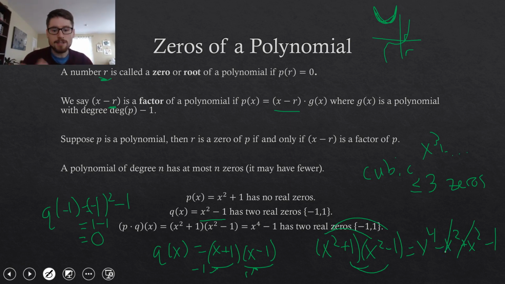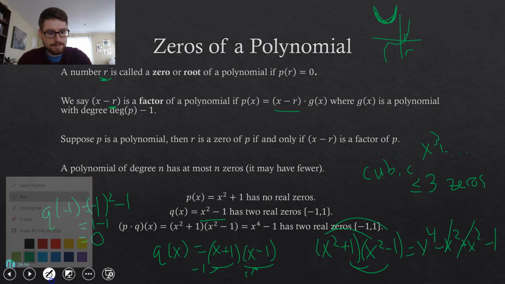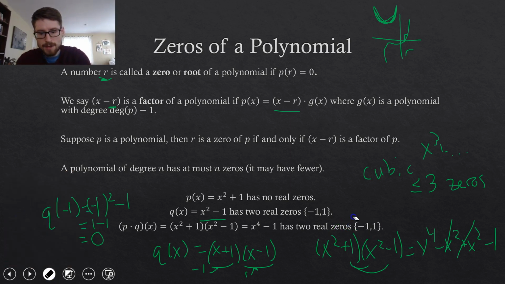That has only 2 real zeros, -1 and 1, because x squared plus 1, that polynomial has no more zeros. So you just have the -1 and the 1 from x squared minus 1 that are giving you zeros. And so when you multiply it with q, with p, you don't get any extras. P times q is just going to still have 2 zeros.